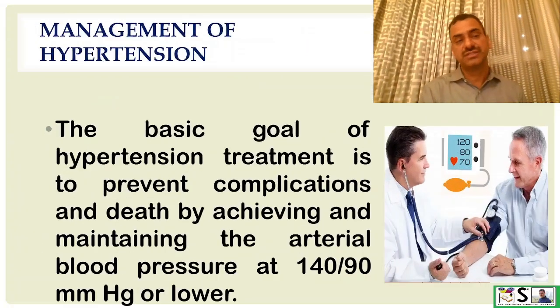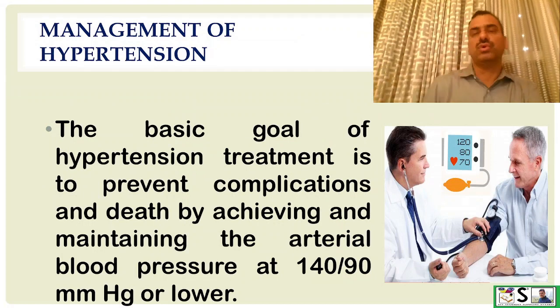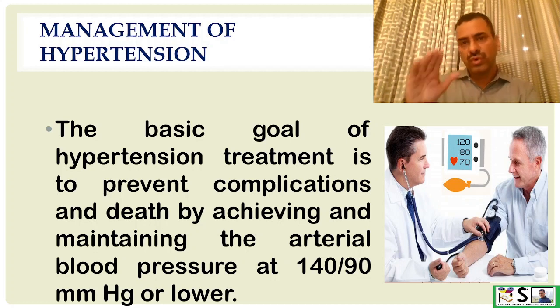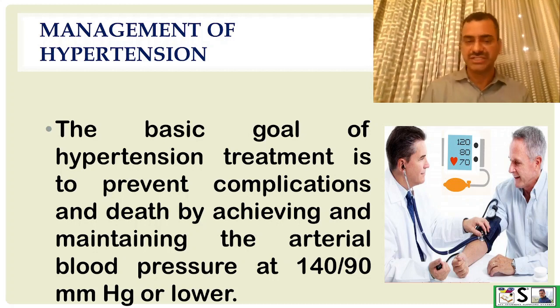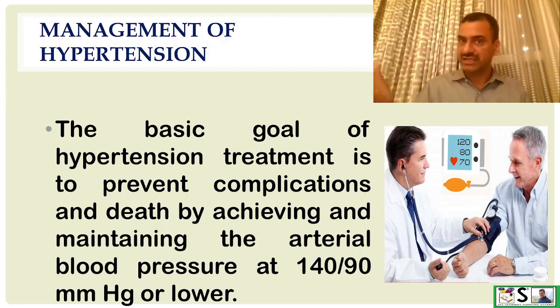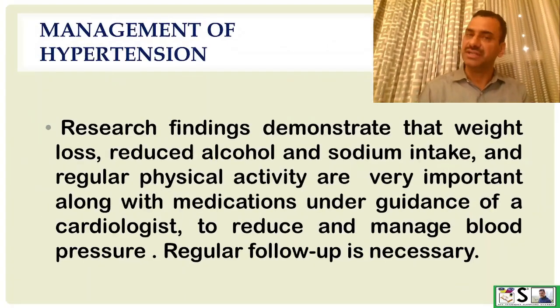And after diagnosis, what is the management? The basic goal of management in hypertension is to regulate the blood pressure within normal range, means below 140/90 mmHg. So we can achieve that. If we are able to achieve it, we can reduce the death rates due to hypertension, and we should be happy with this. So to achieve these goals, what can be done?